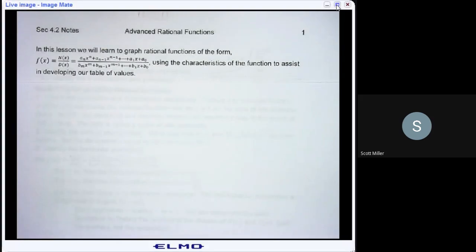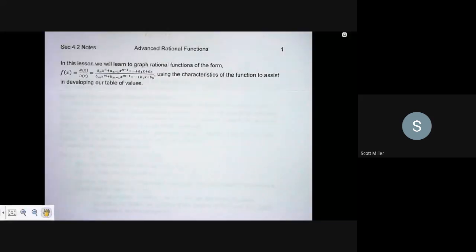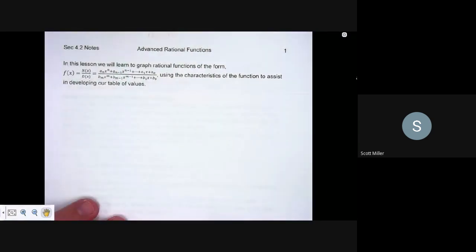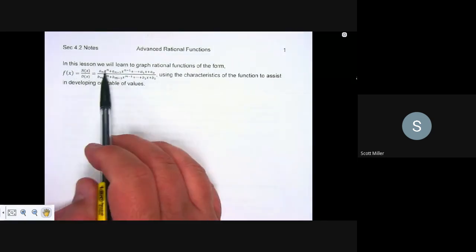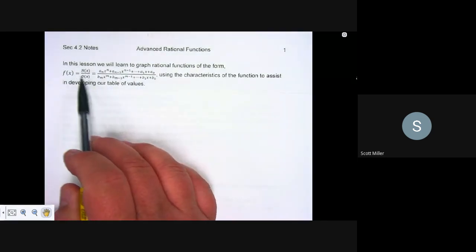Okay, so in this lesson, we're going to be looking at the advanced rational functions, the ones that are a little bit more involved than the simple ones. So we're going to learn about the rational functions of this form right here, which is the same form as before. We have a polynomial divided by a polynomial.